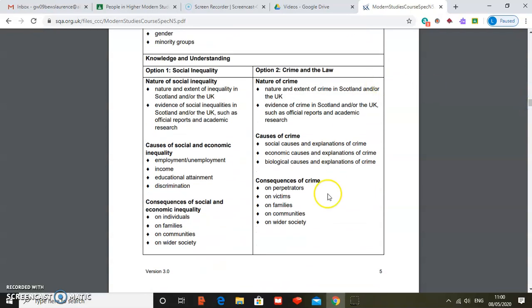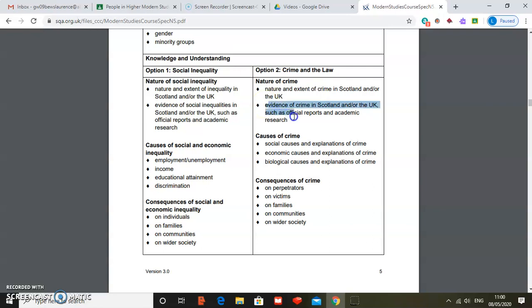Now, this actually looks slightly easier at first. So the nature and extent of crime in Scotland and the UK. Is it, for example, focused in certain areas, or is it increasing? Is it decreasing? Is it more concentrated in certain areas, like areas of poverty? Geography, cities, or rural areas?